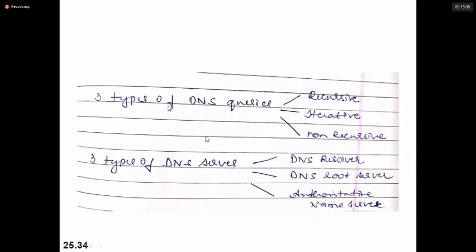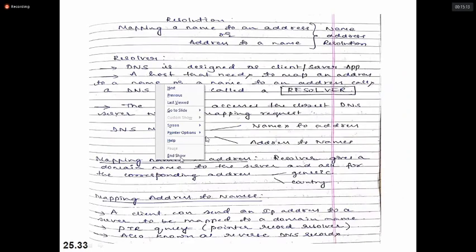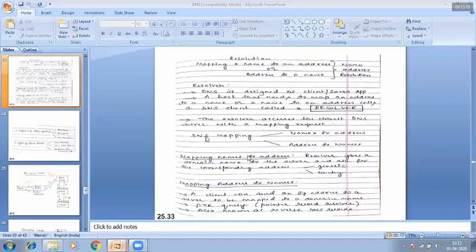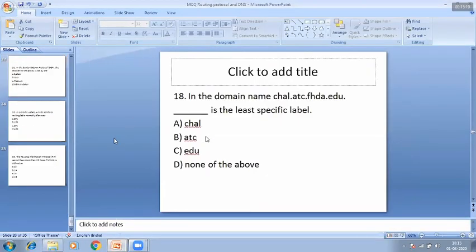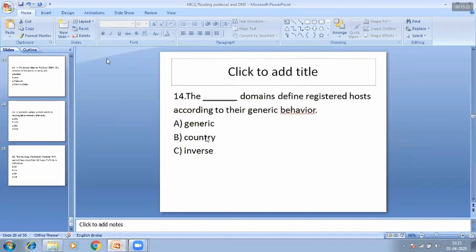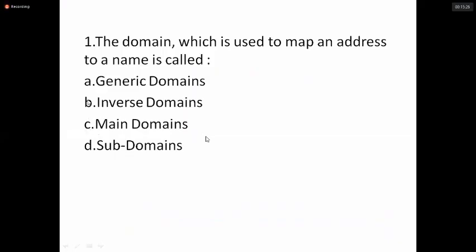Right. So with this idea, let me go with some questionnaire section related to your routing protocol as well as DNS. So I think the two topics I covered recently are your DNS as well as your routing protocol. So all of you please be alert. I'll go with some MCQs related to the routing protocol as well as the DNS. Right. So you have to answer to me now. Okay, read the first question. The domain which is used to map an address to a name is called as dash.